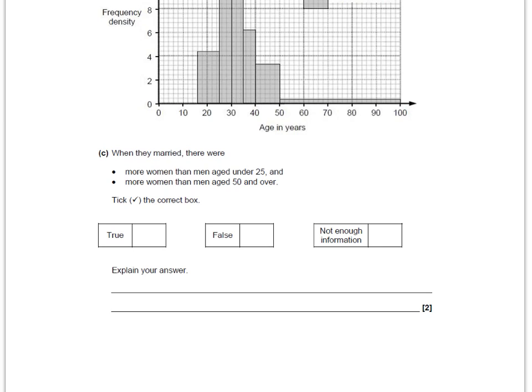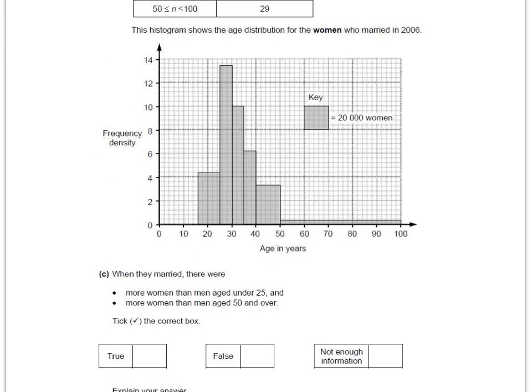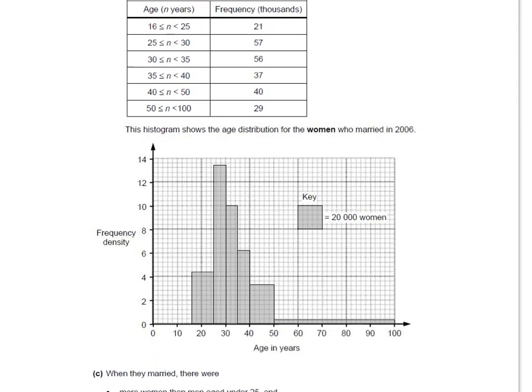When they were married, there were more women than men aged under 25 and more women than men aged 50 and over. Tick the correct box. Is that true, false, or not enough information? So we'll look at the first bit first. More women than men aged under 25.